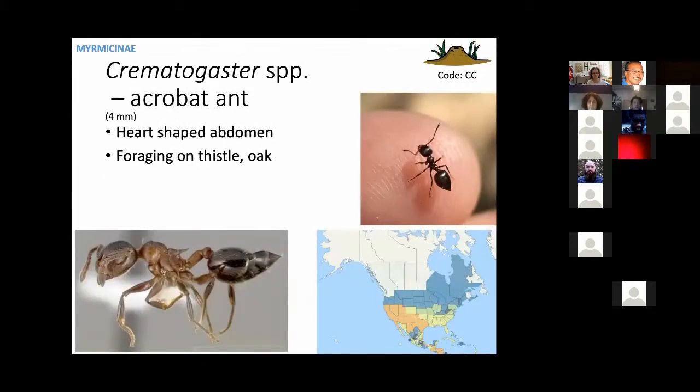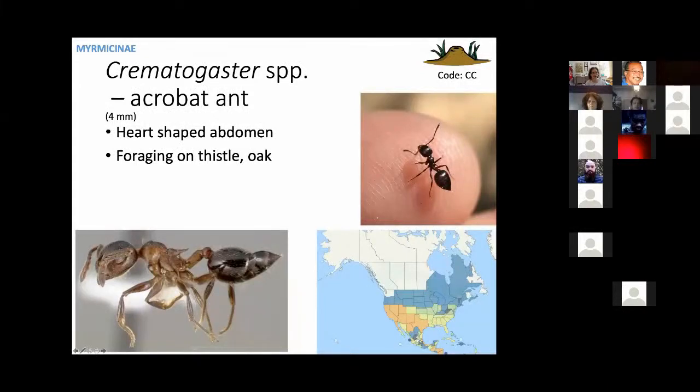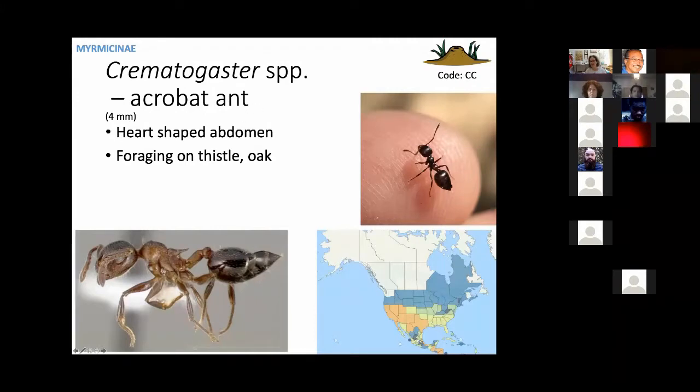Another cool native species is the acrobat ant, Crematogaster. We have a few different species in the area. This one is really cute. They have a heart-shaped abdomen. When you look at them from the side view, that's the best way to tell a Crematogaster, because their abdomen is connected in a very high area to the rest of their body right here. And when you look at it from above, you could see their heart shape. And then the head is kind of square or boxy.